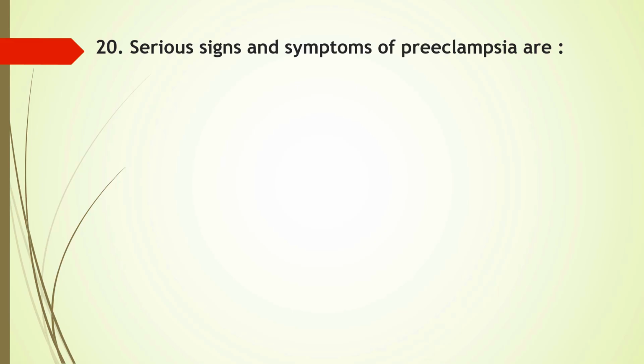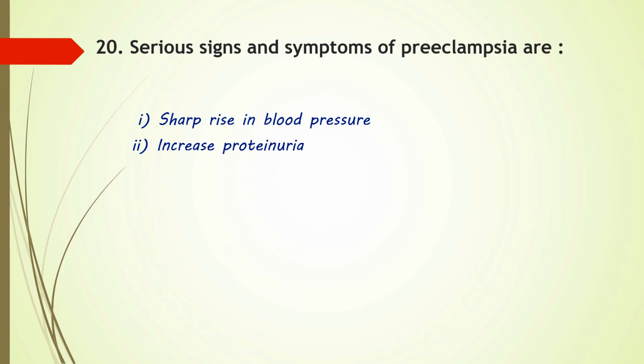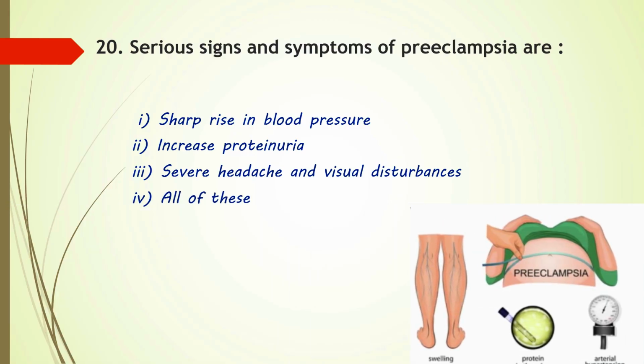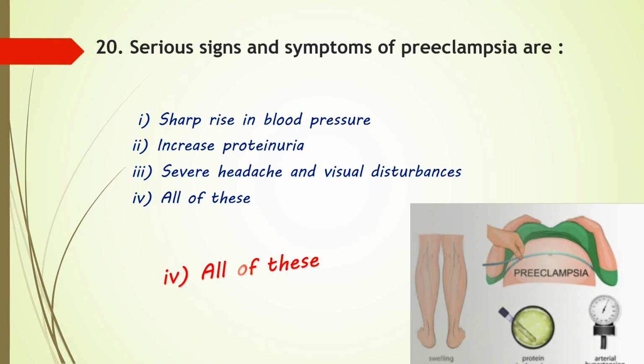And the last question of today's quiz session is, serious signs and symptoms of preeclampsia are. Options are sharp rise in blood pressure, option 2, increased proteinuria, option 3, severe headache and visual disturbances, or option 4, all of the above. Yes, you are absolutely right. Serious signs and symptoms of preeclampsia are a sharp rise in blood pressure, increased proteinuria, and the patient will have severe headache and visual disturbances. So here option 4, all of the above, is the correct answer.